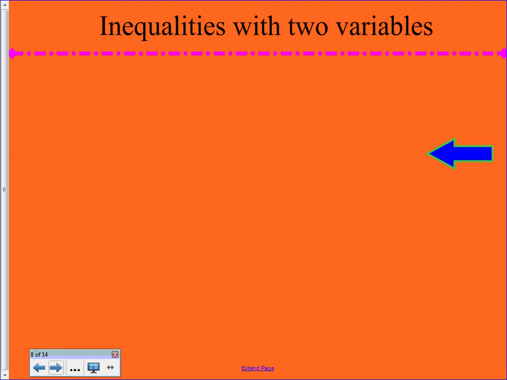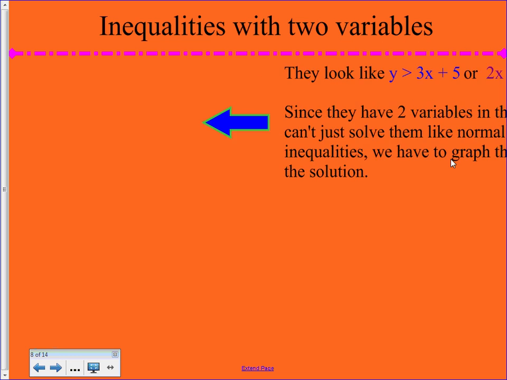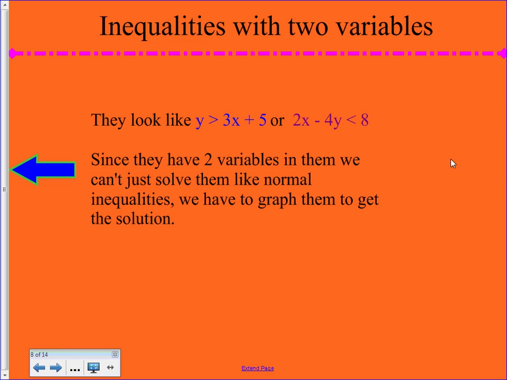So now we have inequalities with 2 variables. This is that little chart in your notes. You don't have to write this down word for word, but write down what you need so that you can remember this. Inequalities with 2 variables tend to look like what we were seeing when we were graphing lines, except now there's an inequality symbol. They can be in standard form or slope-intercept form, but they're going to have that inequality symbol. Since I have 2 variables, you can't just solve them like normal inequalities. We can't just get x by itself and say x is less than or equal to this. We have to actually graph them, and then we have to shade in our solution, which is what we're going to be working on today, that shading in of the solution.